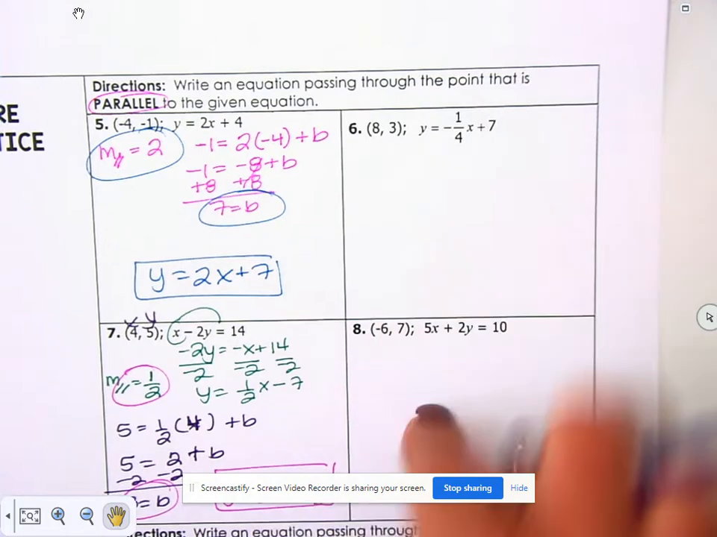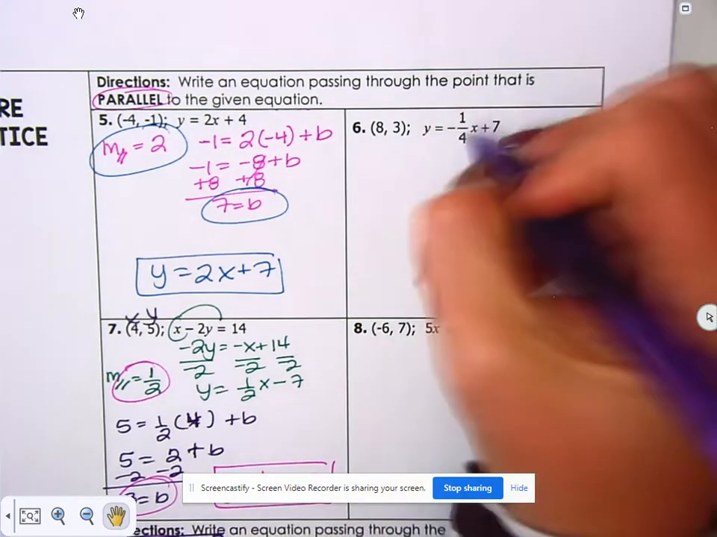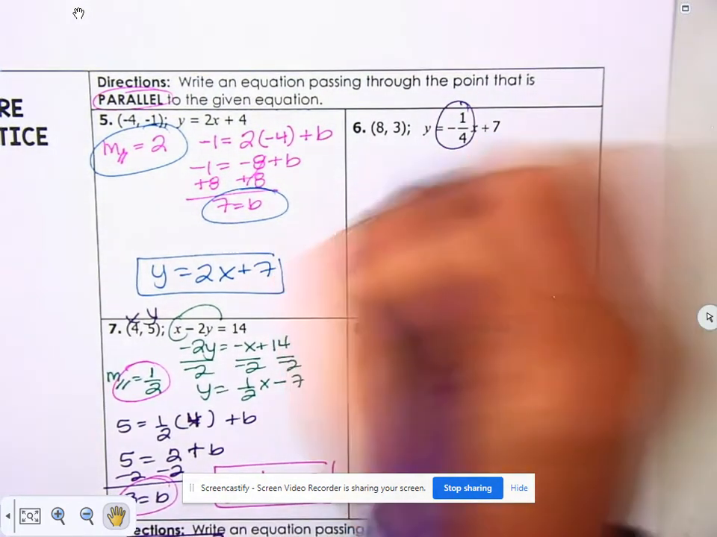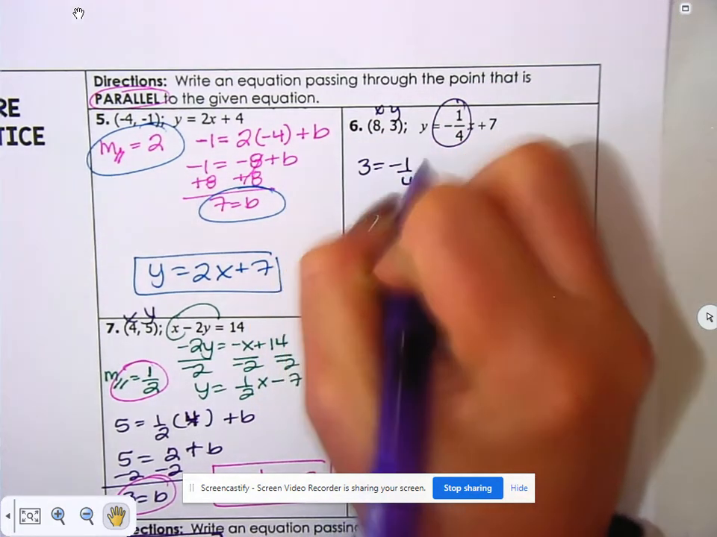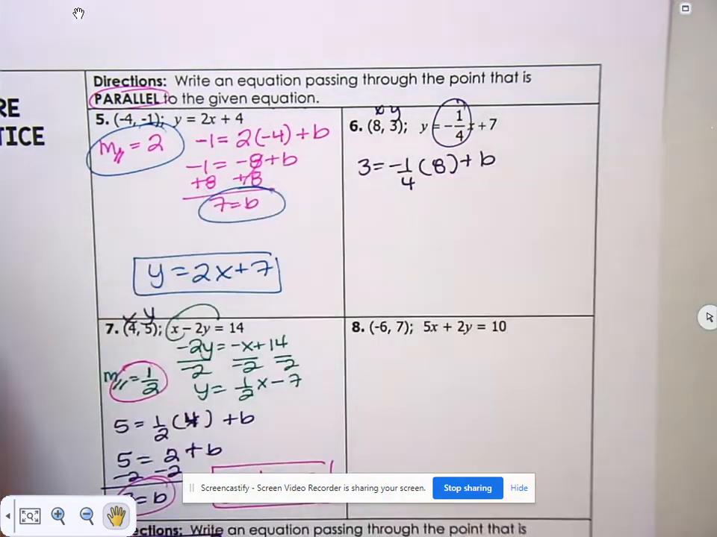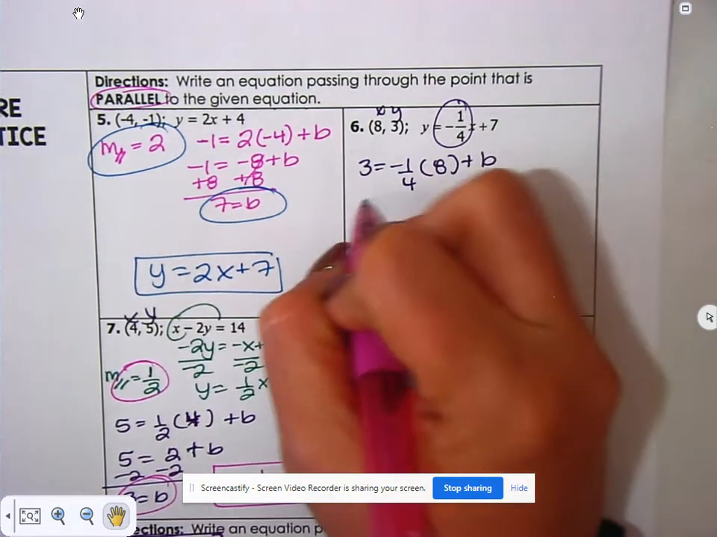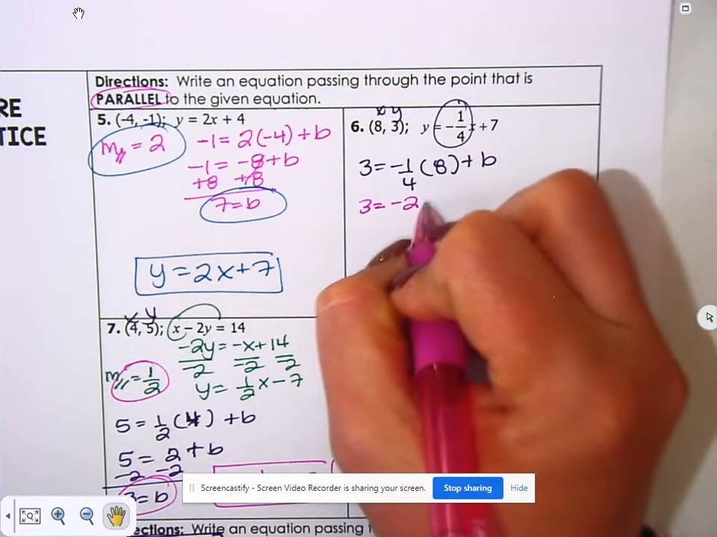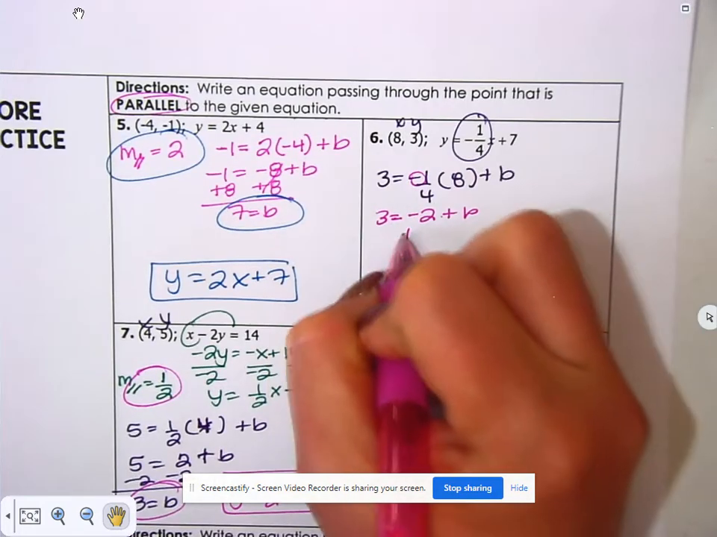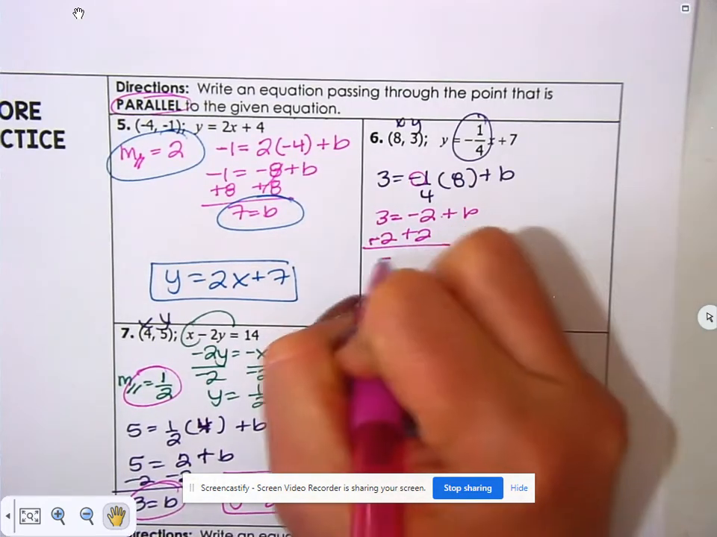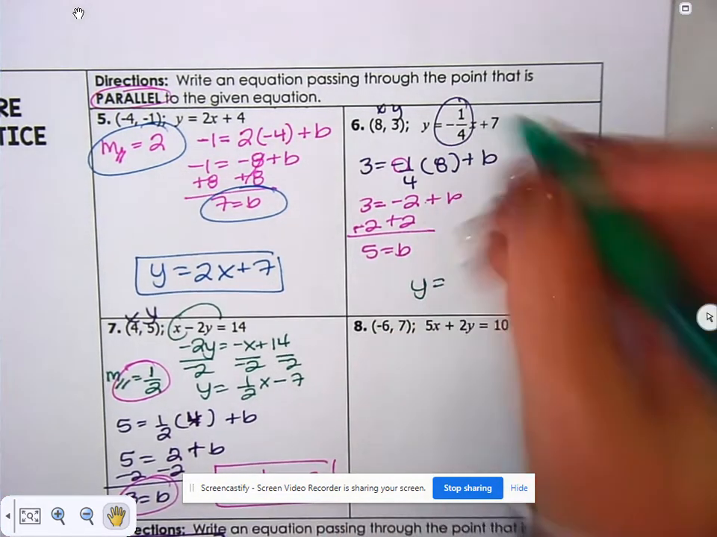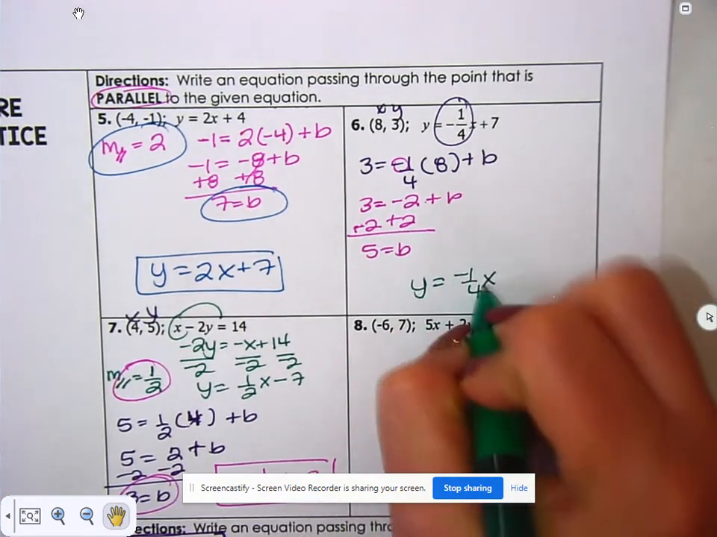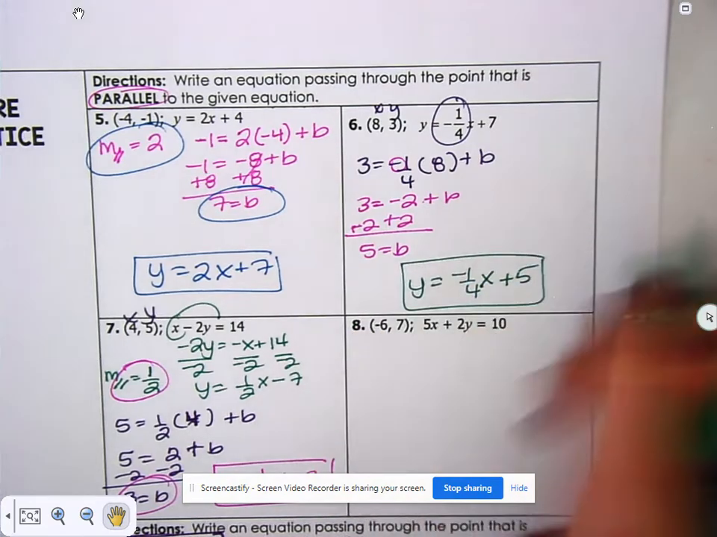Okay, so 6 and 8 are parallel. So that means I'm going to be using the same slope. So y is 3, -1/4 times 8 plus b. All right, 8 divided by 4 is 2, so that's going to give me a -2 because of that negative sign. So our b is 5, so our final equation would be -1/4 x plus 5. Okay?